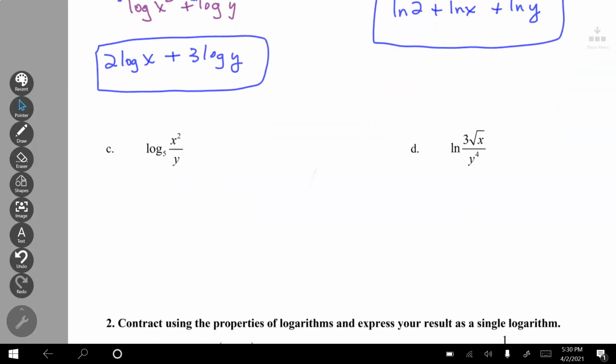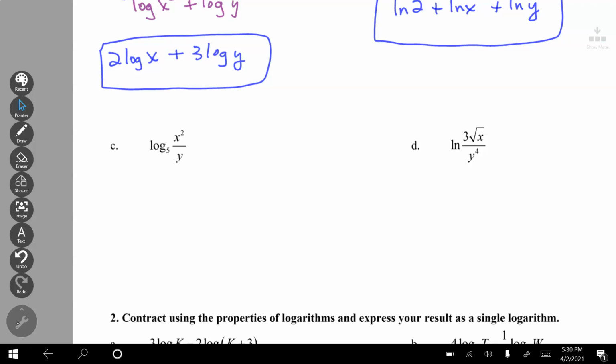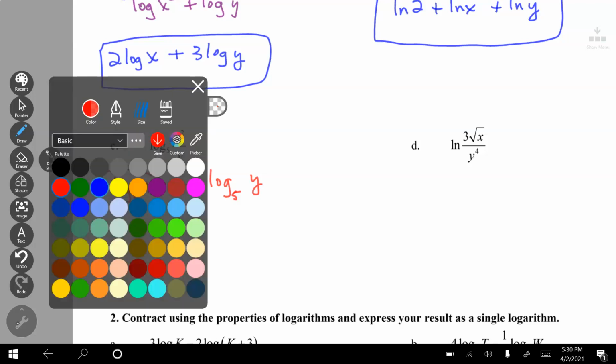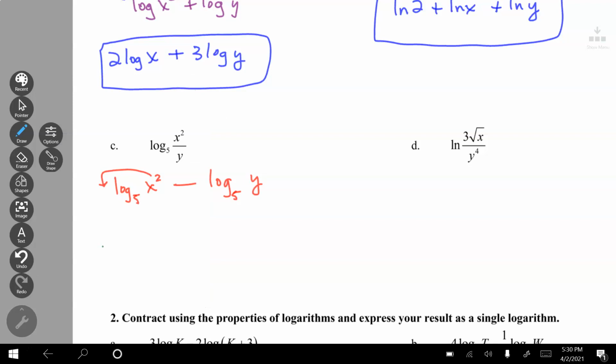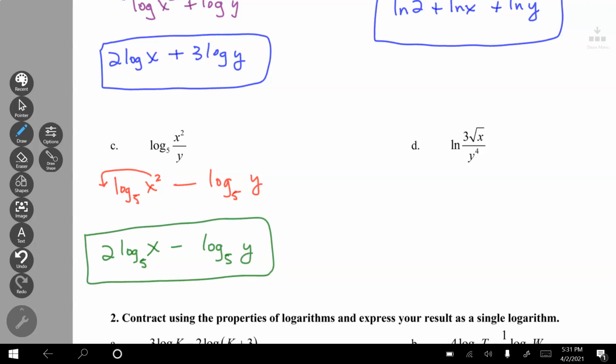The next example, I see some division going on. So when I do the next one with division, it's going to be, don't forget this base 5, log base 5 of x squared minus, because of the division, log base 5 of y. Don't change the base. And then this 2 can go up front. And I get 2 log base 5 of x minus log base 5 of y is my final result when I expand it all out.